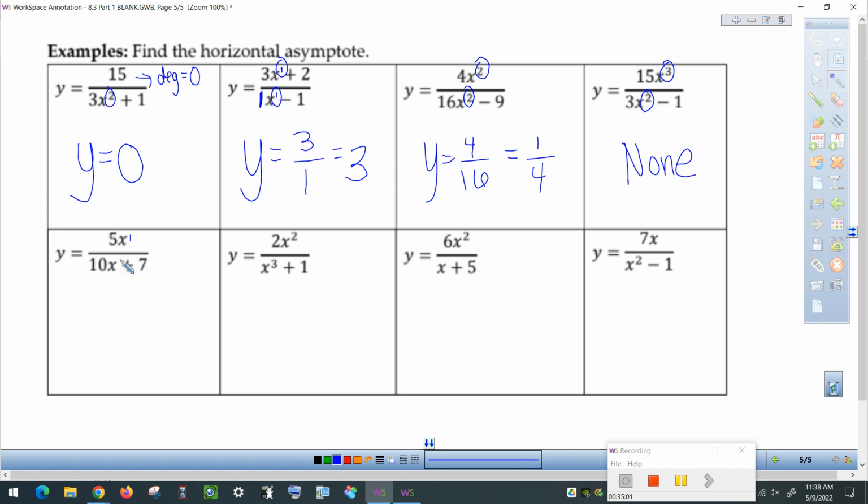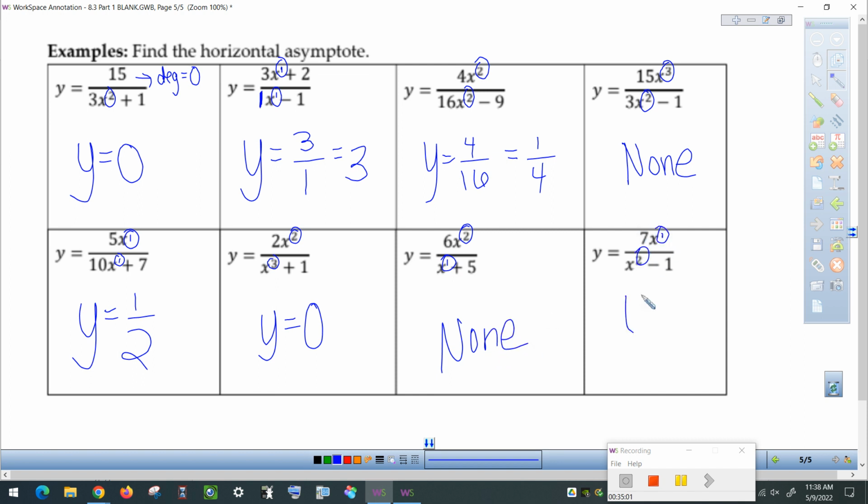Down here on the bottom, we've got the same degree. So it's y equals 5 over 10, or you can write it as y equals 1/2. Then we have bottom heavy next, so that's y equals 0. Then we have a top heavy. We don't have one. And then finishing out here, we have another one that's bottom heavy, so it's y equals 0. You do need to know these 3 situations. As you're starting to go through and practice these, you want to think about quizzing yourself and make sure you know what the 3 categories represent.